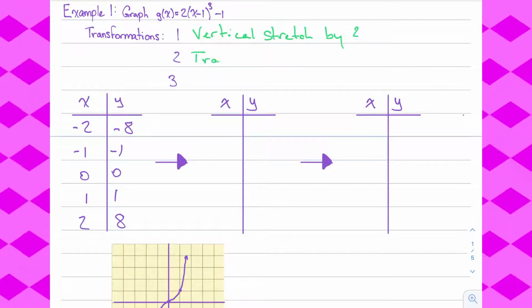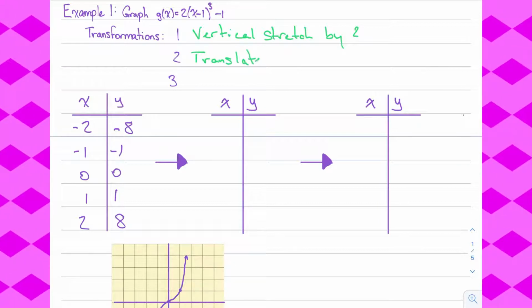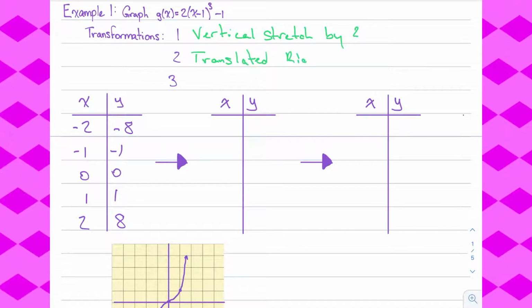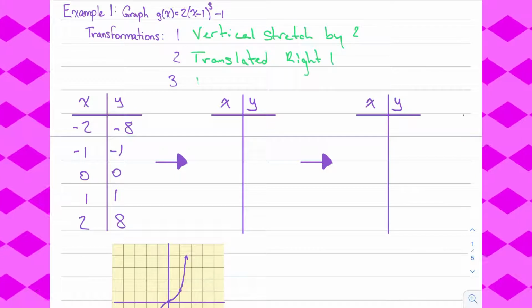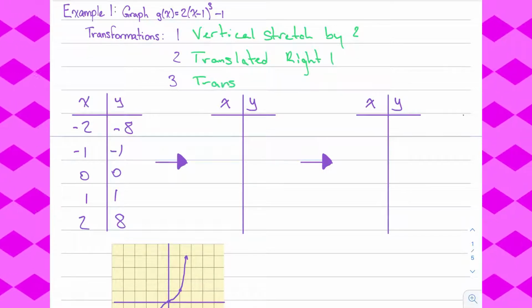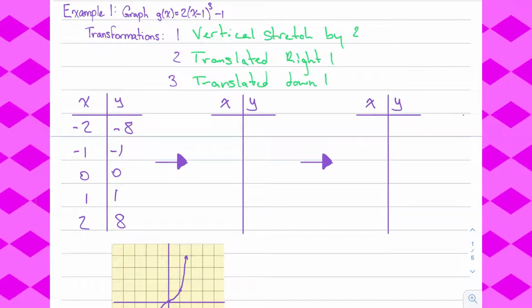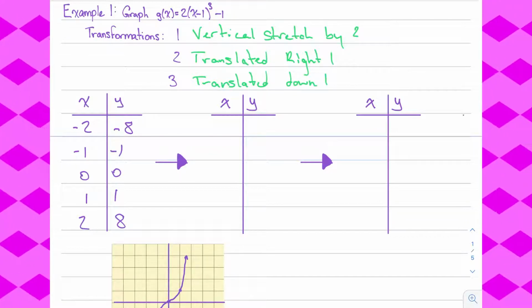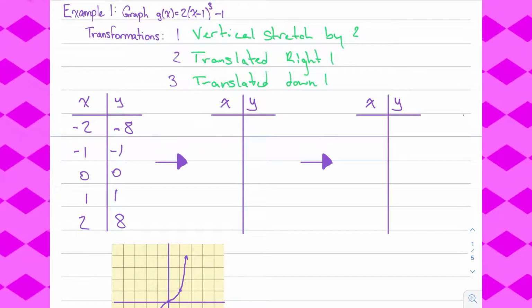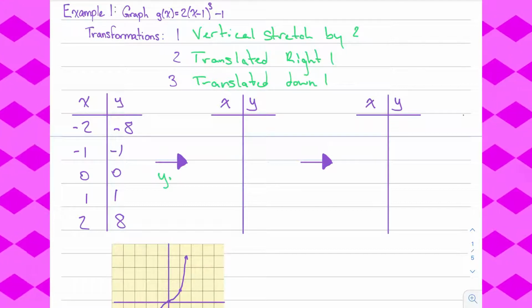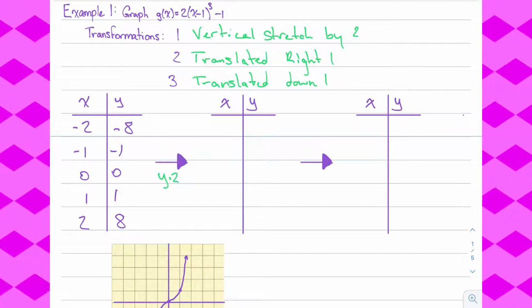The first minus 1 is a translation to the right one. It's inside the parentheses, so it has to be left and right. And that last minus 1 is vertically translating. It's going down 1 unit. So now that we've identified all our transformations, let's perform them one at a time.